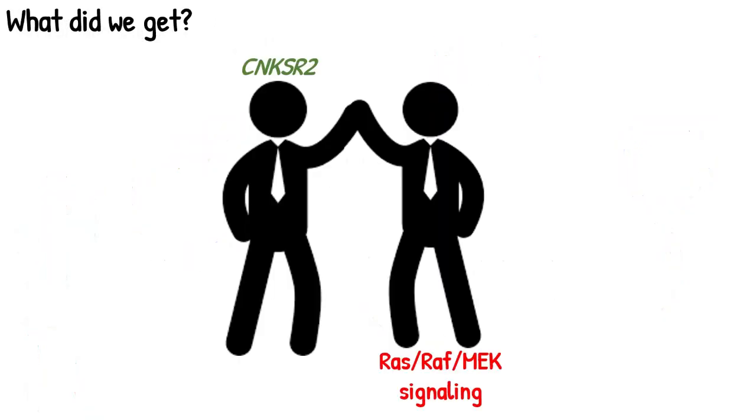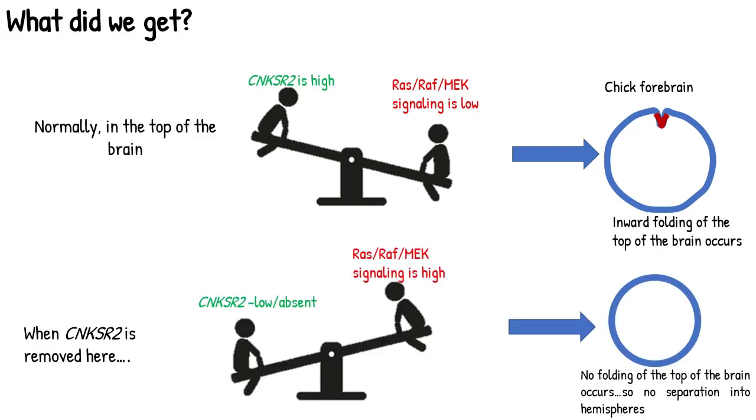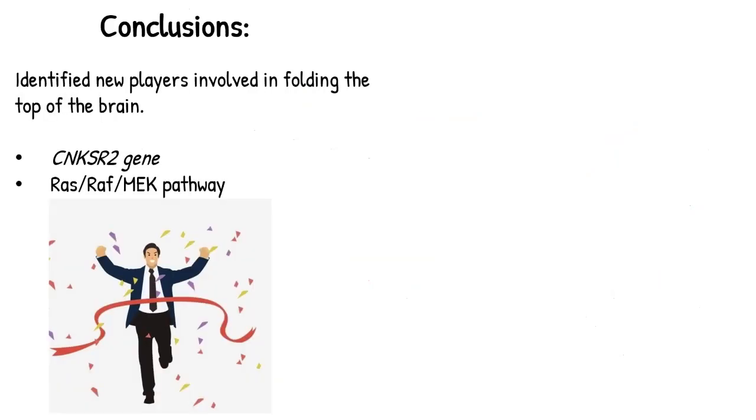We found that CNKSR2 works hand in hand with another important signaling pathway called the Ras-RAF-MEK signaling. In the normal scenario, CNKSR2 is present at high levels in the inward folded region of the brain, while the Ras-RAF-MEK signaling is low, allowing the top of the brain to fold inwards and form hemispheres. On the other hand, removal of CNKSR2 from the top folded region causes the Ras-RAF-MEK signaling to shoot up, and that is why the top of the brain cannot fold and separate into the two hemispheres, like what is seen in holoprosencephaly.